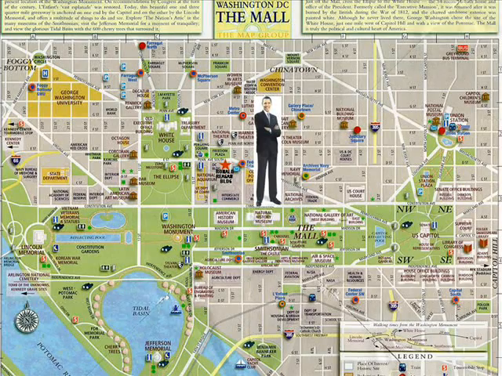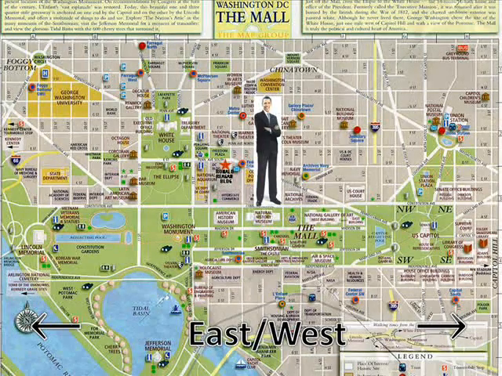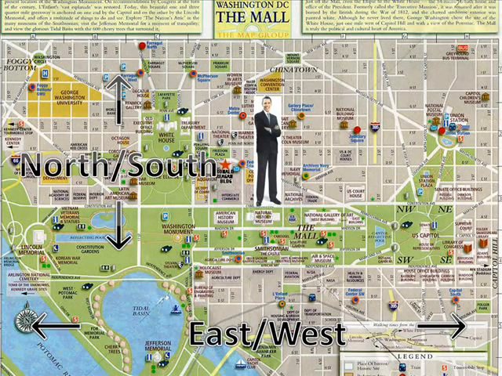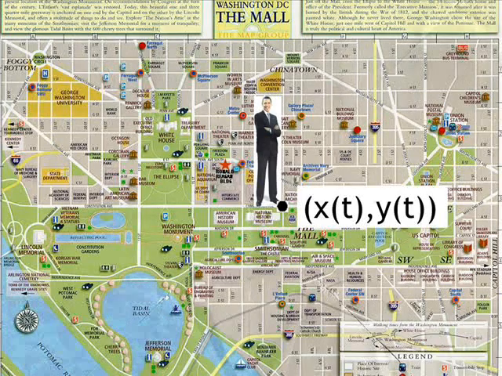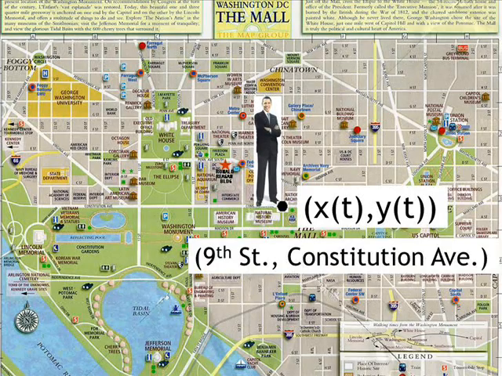Okay, so to describe Obama's location, we need 2 pieces of information. We need to know how far east or west he is and how far north and south he is. So if this dot represents where he is, then we need x of t to tell us how far east or west he is, and we need another function, y of t, to tell us how far north or south he is. In this case, x of t is 9th Street and y of t is Constitution Avenue.